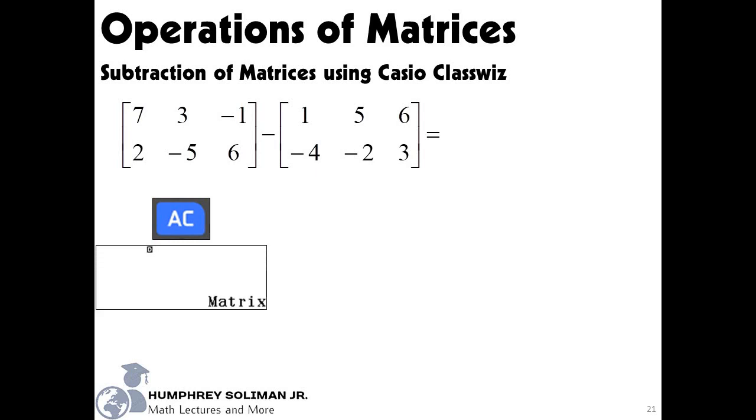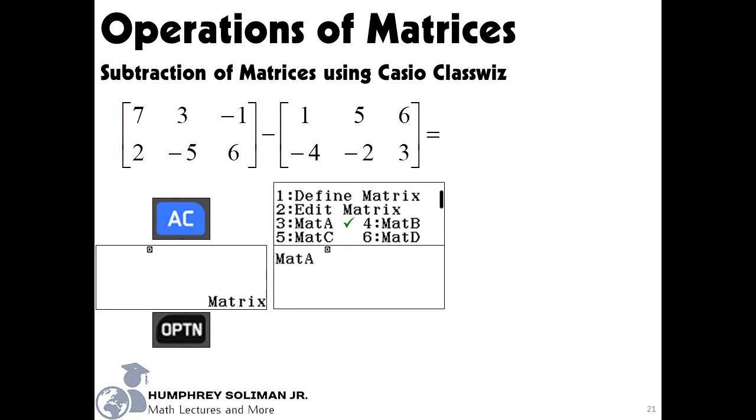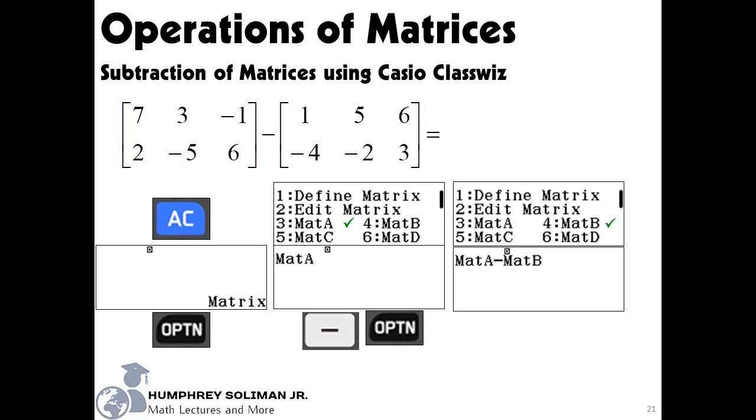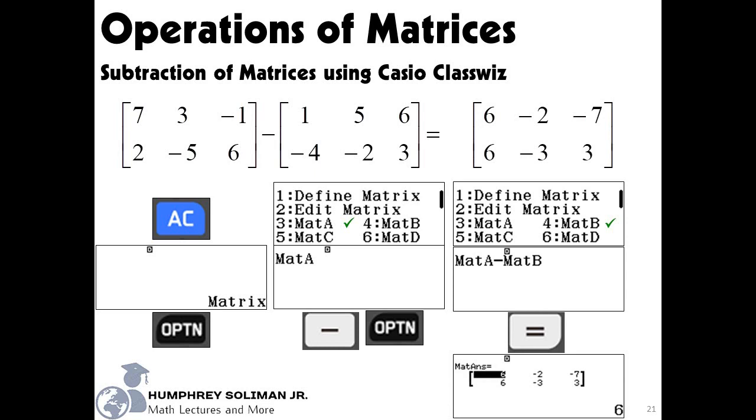And then, press the option key, and select option 3 for matrix A. Then press the minus sign, then the option key, and select option 4 for matrix B. Then, press the equals key. We now have the resulting matrix. I hope you got the step-by-step instructions for addition and subtraction of matrices using the Casio ClassWiz.